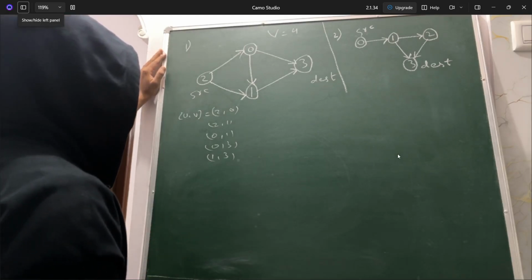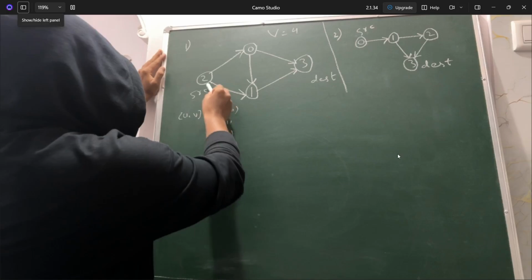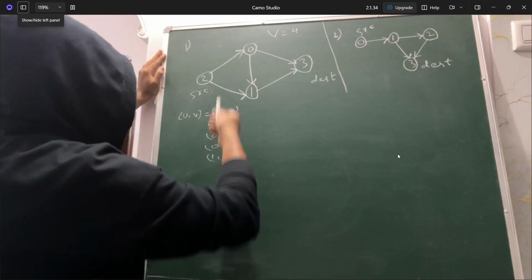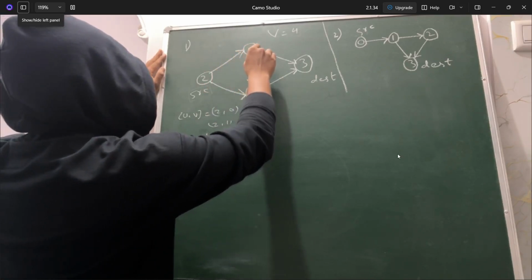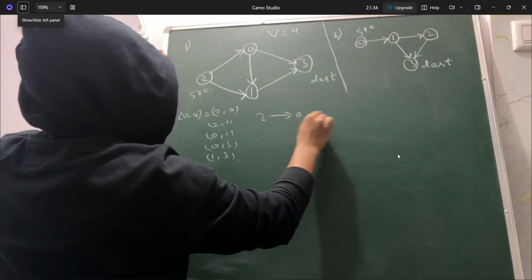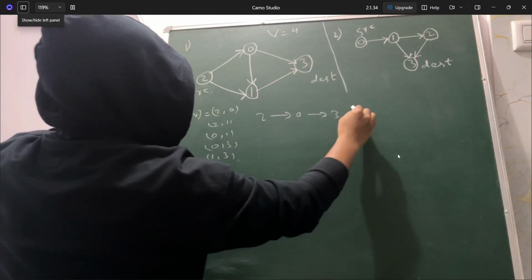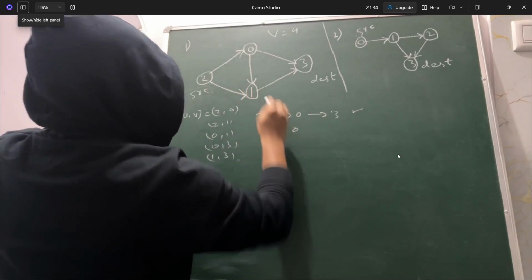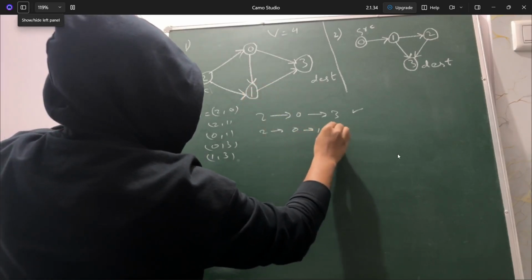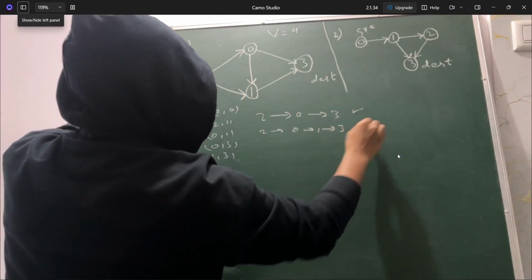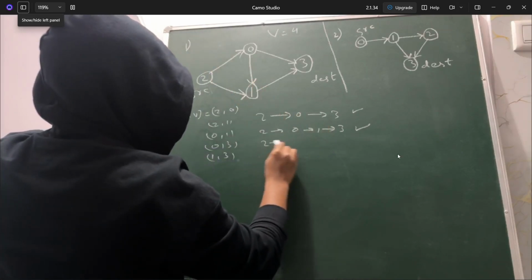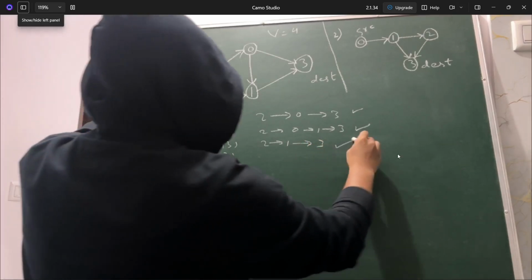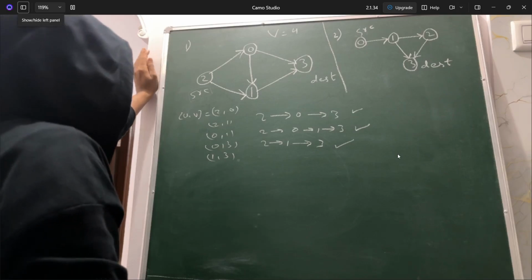So we need to find the number of ways from the source node to the destination node to reach with a distinct path. If you see, you can reach from 2 to 0, and from 0 to 3, this is one path, and another path will be 2 to 0, and 0 to 1, and 1 to 3. This is the second path. And the third path is 2 to 1 and 1 to 3.